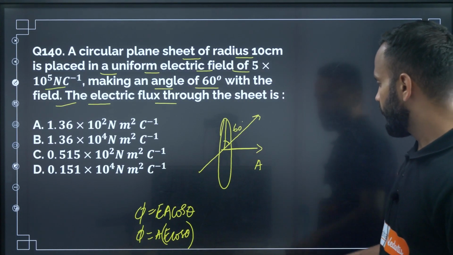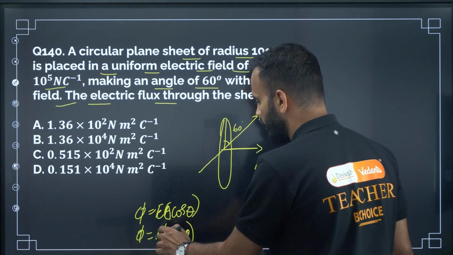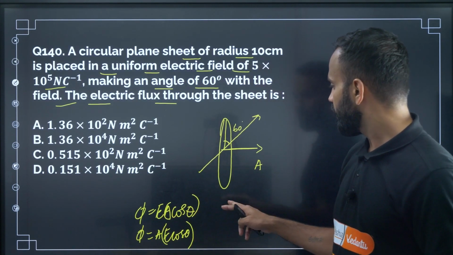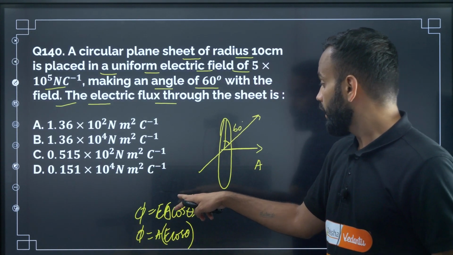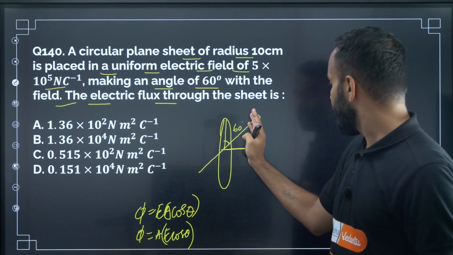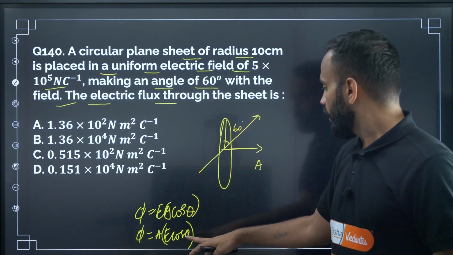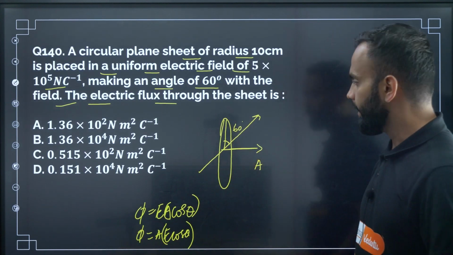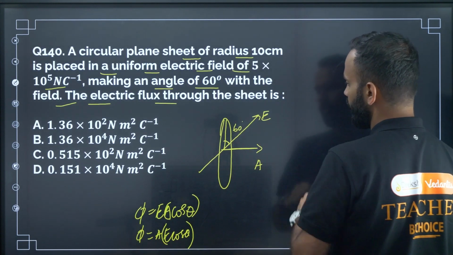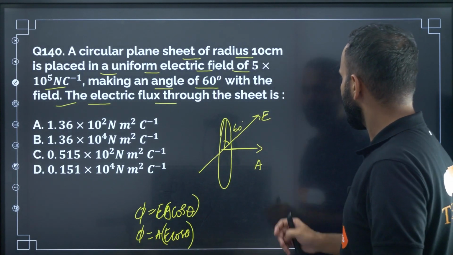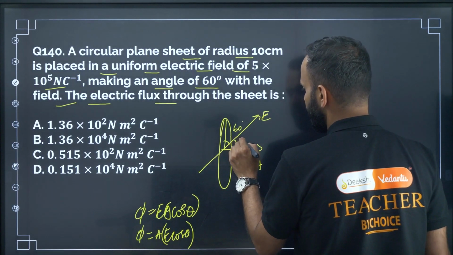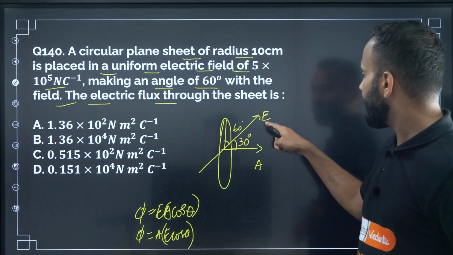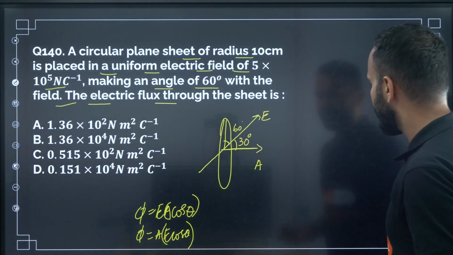So what is the meaning of E into A cos theta or A into E cos theta? E into A cos theta means the component of A along E. A into E cos theta means the component of E along A. So what is the remaining angle? The remaining angle is 30 degree. The angle between E and A is 30 degree.